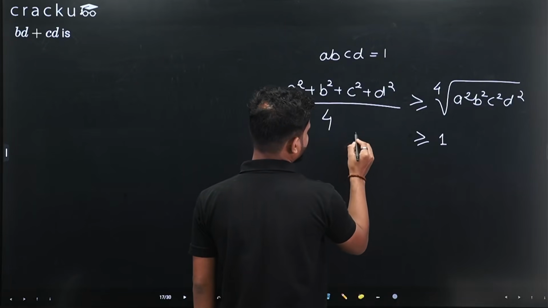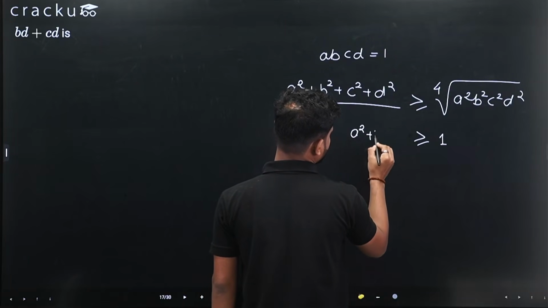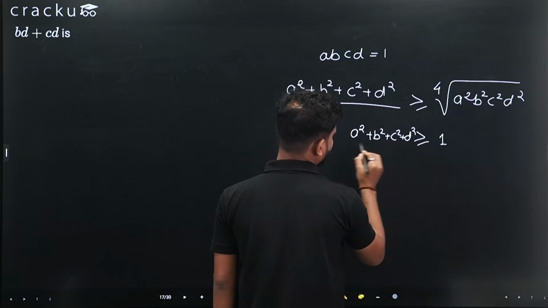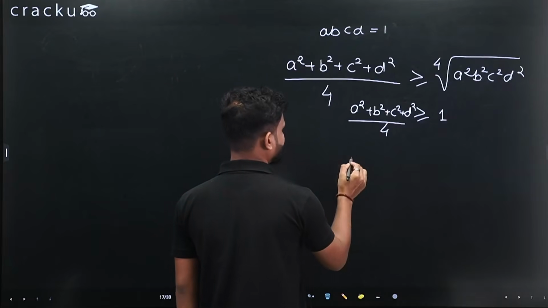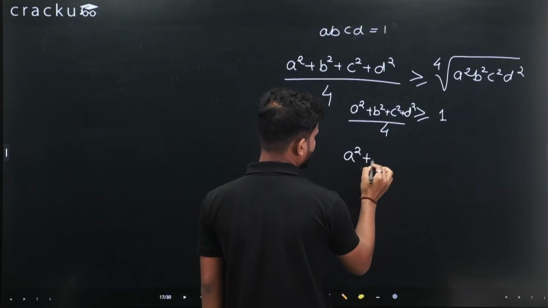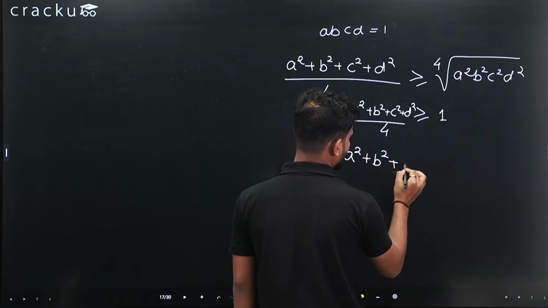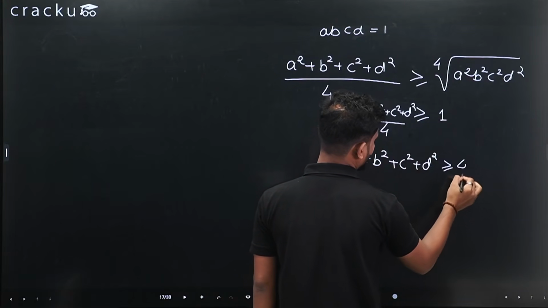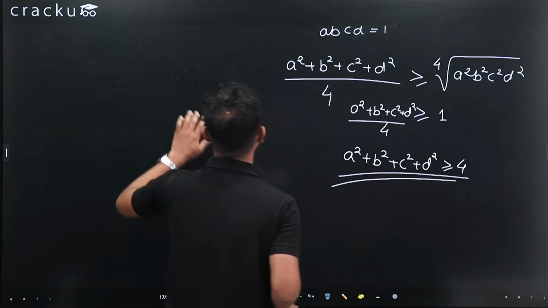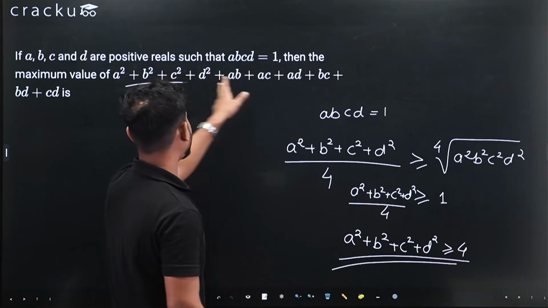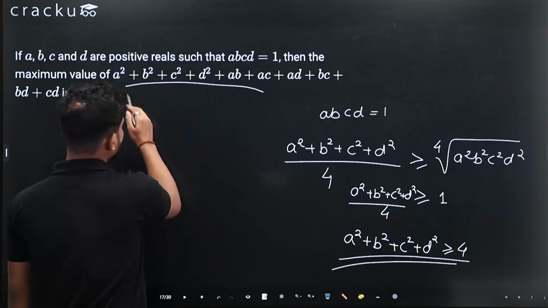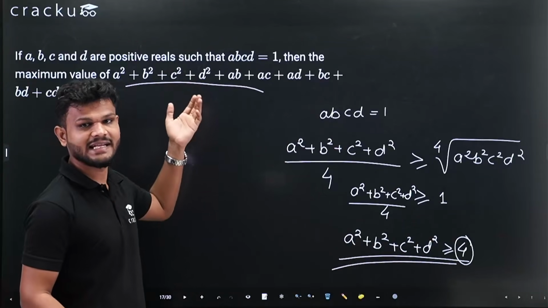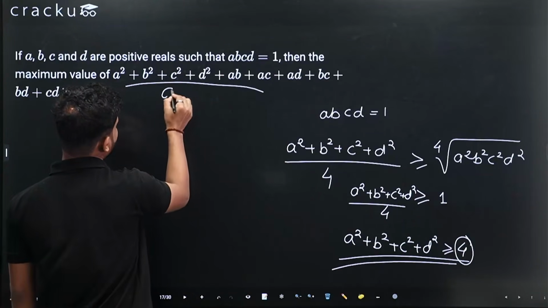So from here I can say a square plus b square plus c square plus d square divided by 4 is greater than or equal to 1. So a square plus b square plus c square plus d square is greater than or equal to 4. And we want the maximum value of this expression. So the minimum value is 4, but the maximum value can be anything. It can be infinite.